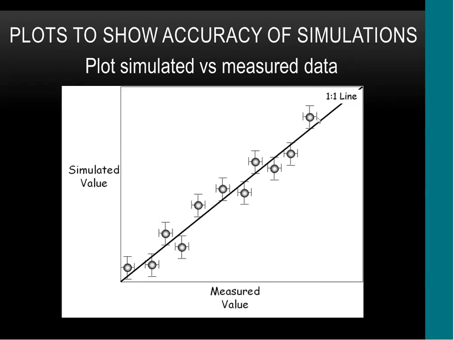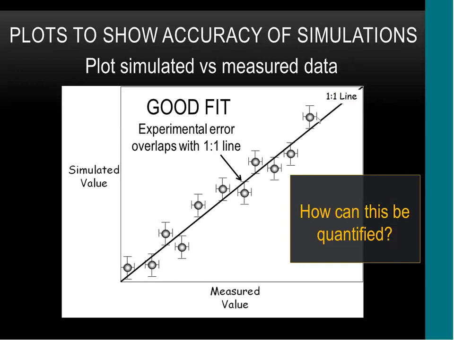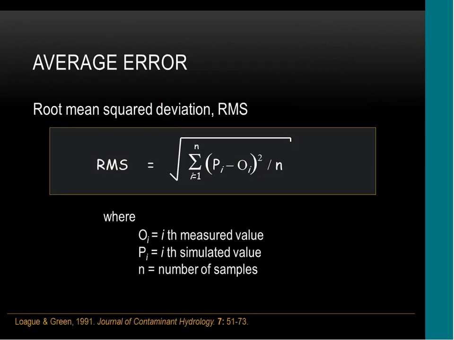And we can use this to test if the model's fitting well. A good fit is if the experimental error overlaps with the one-to-one line. So even without doing any statistics, we can tell that we're doing reasonably well with the model. But even better, we should try to quantify this. So how do we know if we've got a good fit?